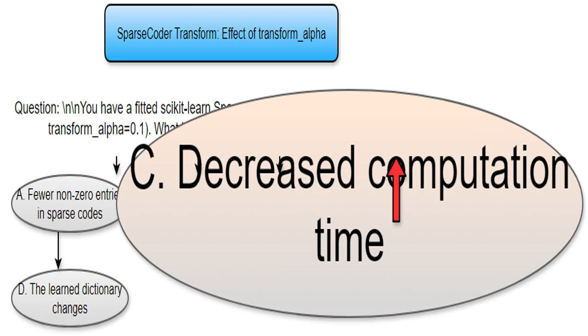While fewer non-zero entries might speed things up a tiny bit, the main computational cost is from the OMP, orthogonal matching pursuit, algorithm. The effect of transform_alpha on computation time is generally negligible. Don't expect significant speed improvements here.